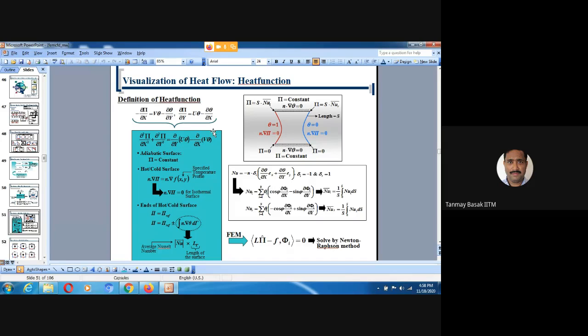And stream function has the advantage that the no slip condition is actually valid at the walls. But the heat flow, if you talk about the adiabatic case, there is no heat flow at the wall. But when a wall is isothermal, there is always heat flow at the wall. And in that case, you cannot have a no slip condition for the heat function, and that makes a cumbersome boundary condition for the heat function.